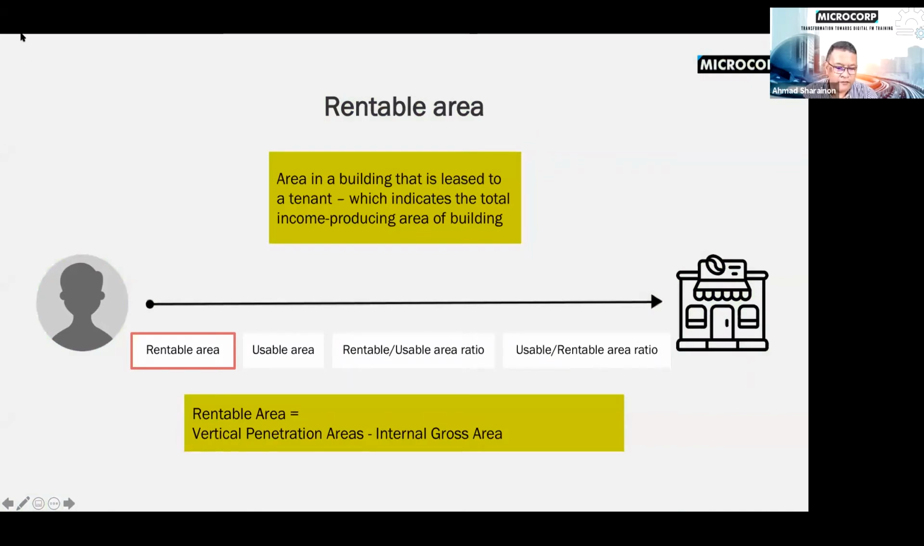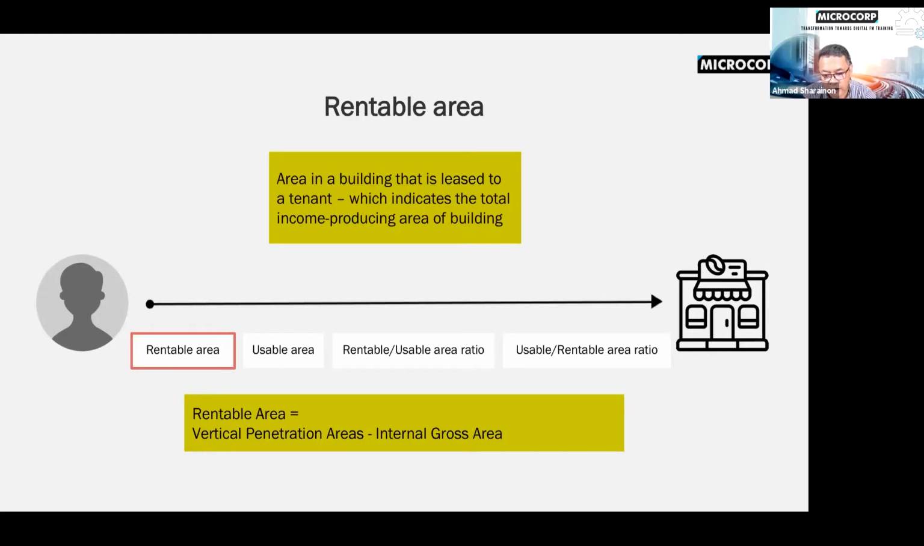Okay, I would like to share some of the ways they calculate rentable area. Rentable area is defined as the area in the building that is leased to a tenant, which indicates the total income-producing area of the building. It means the vertical area minus the internal gross area. So this is the calculation when you want to come up with the rentable area, and some of these references will be available on how you calculate rentable area.